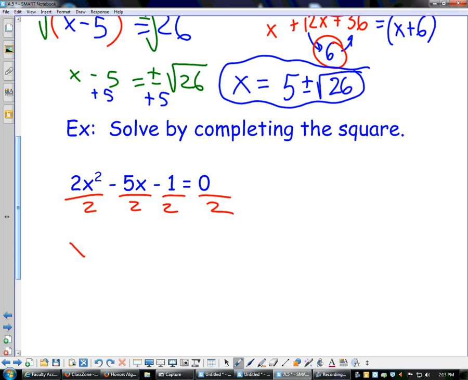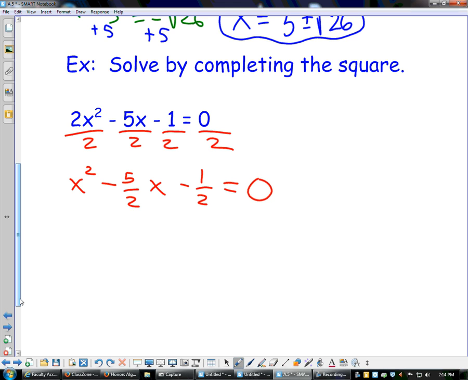And we end up getting x squared minus 5 halves x minus 1 half equaling 0. And we want to complete the square. So we're going to get rid of this minus 1 half because that's messing things up. And so we're going to add 1 half to both sides. I'm going to write x squared minus 5 halves x, and I'm going to leave a little room to complete the square, equals 1 half.